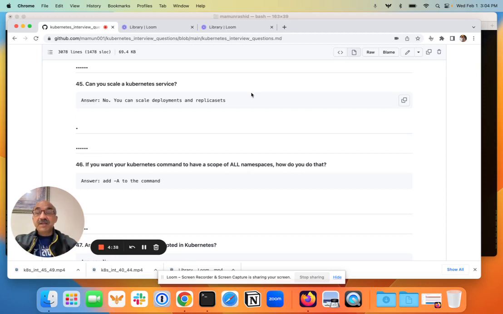So the first question today is, can you scale a Kubernetes service? The answer is no. The reason why is because the service is actually just a front end. It's like an address, right? So the actual pods are behind deployments and replica sets. So you can scale them up and down, but you can't tell a service, hey, scale yourself up or down, because it's not a thing. A service is just an address for whatever the service is getting back from the pods.